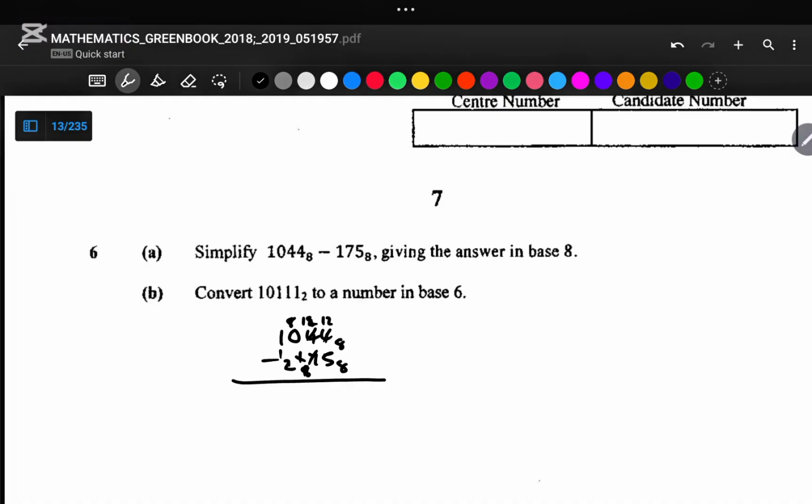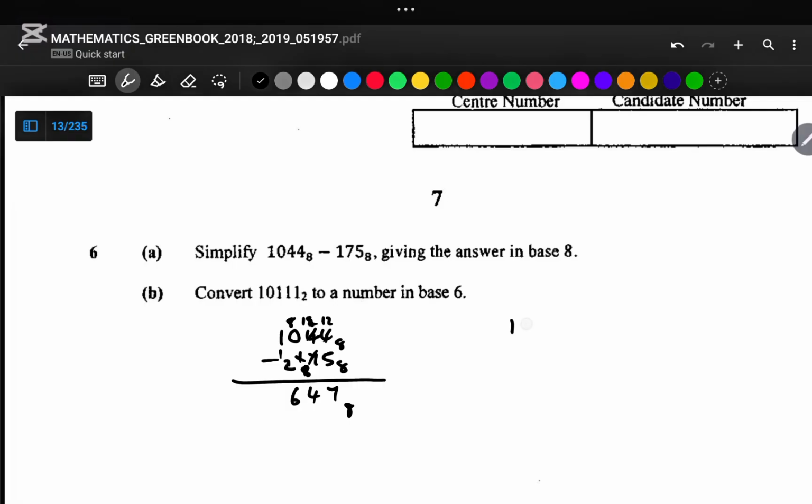So 12 minus 5, it gives us 7, so it's 7. And then 12 minus 8, it gives us 4. And 8 minus 2, it gives us 6. So our final answer is 647 in base 8. That is our final answer. And then the next question says convert 10111 in base 2 to a number in base 6.